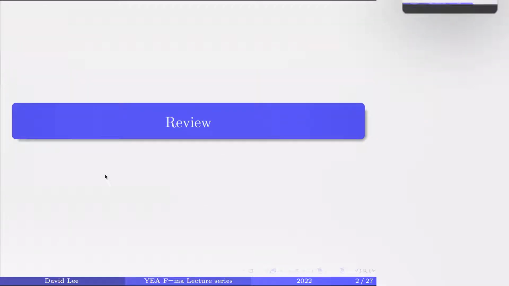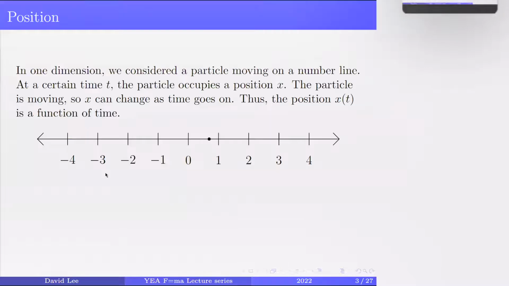So first, let's do some review from last time's lecture. In one dimension, we have a particle moving on a number line, and at some time t, it can occupy a position x. As time goes on, the position can change. So the position is just a function of time.